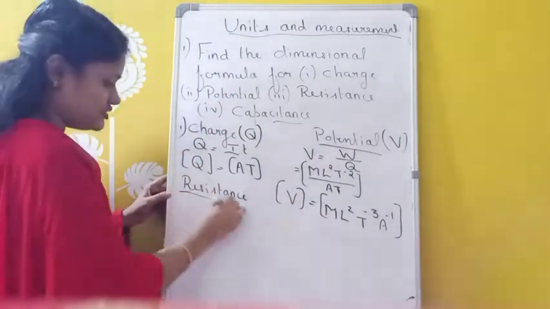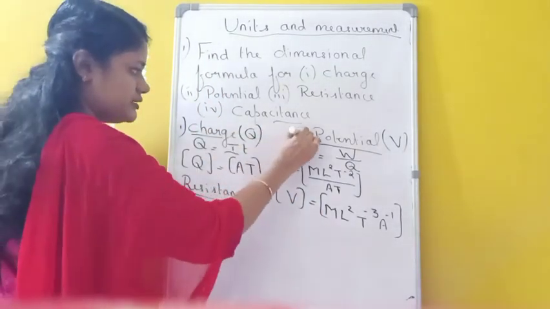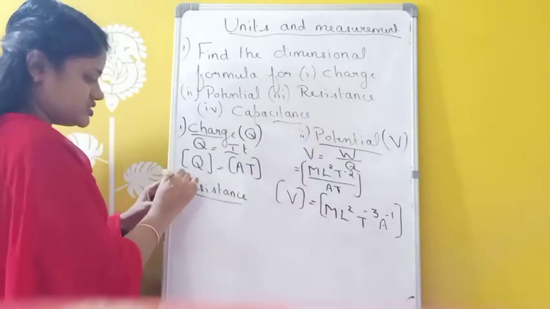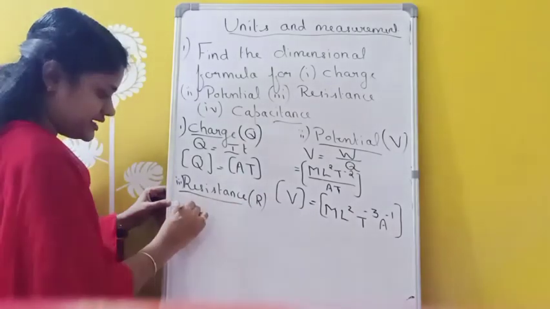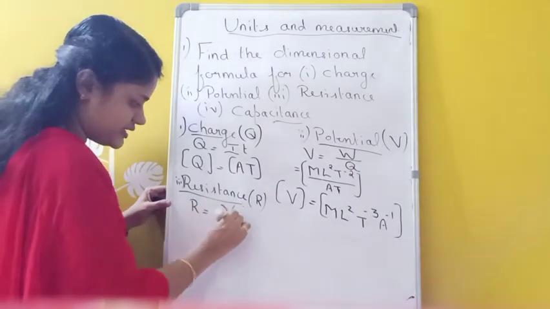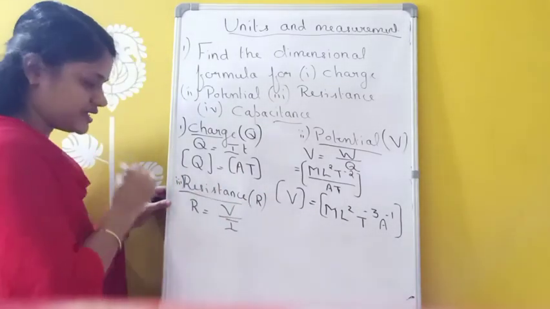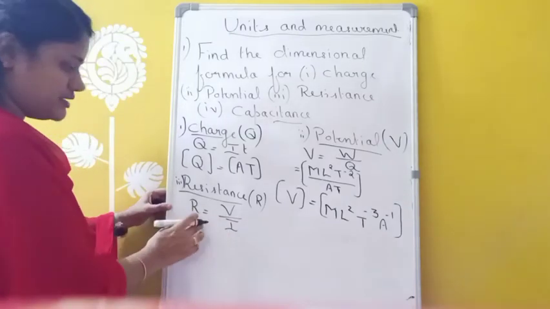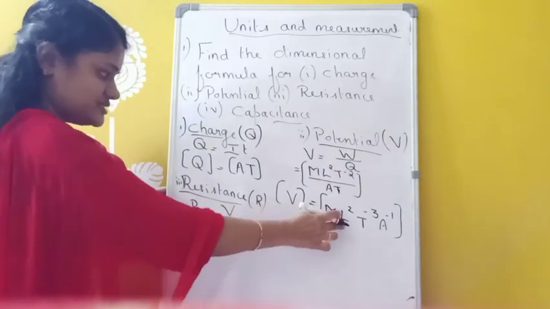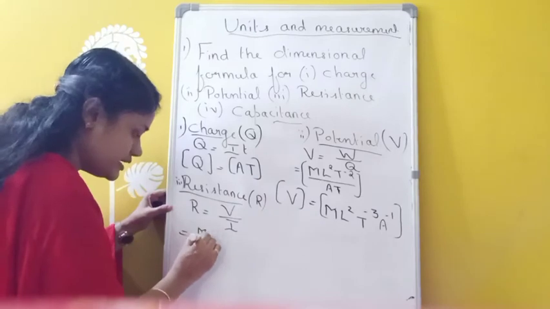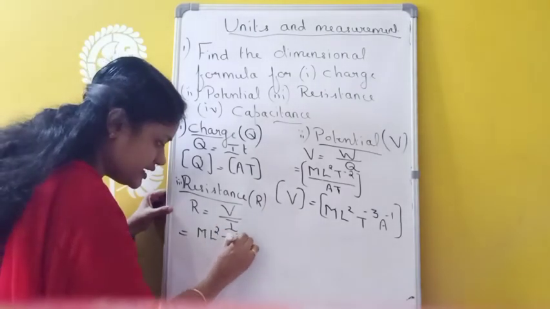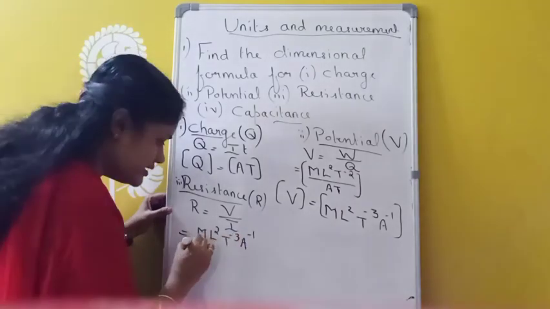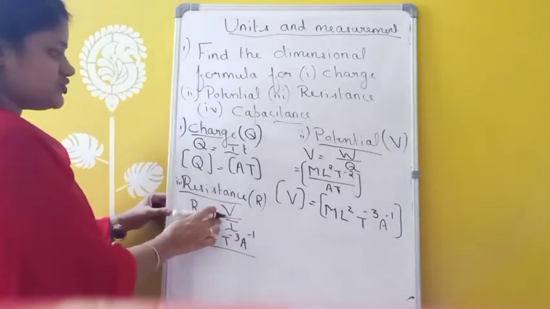Then third one we have which one? Resistance. This is second one. And third one we have resistance. So resistance symbol is R. And formula is R equals V by I according to which one? Ohm's law. Okay. That is equivalent to what is the dimension for V? V means potential. Same dimension here. It is given there. M L square T raised to minus 3 into A raised to minus 1 divided by what is the dimension for current?